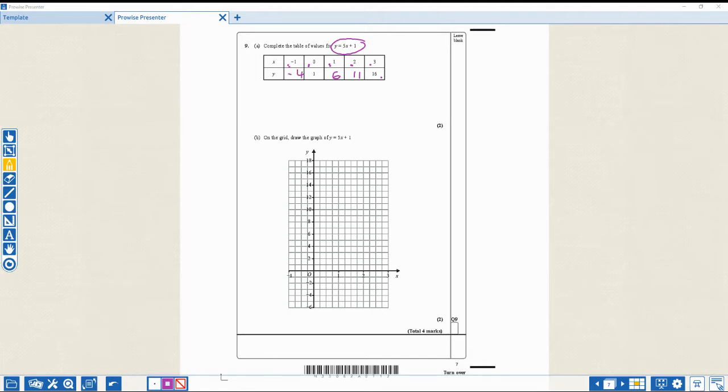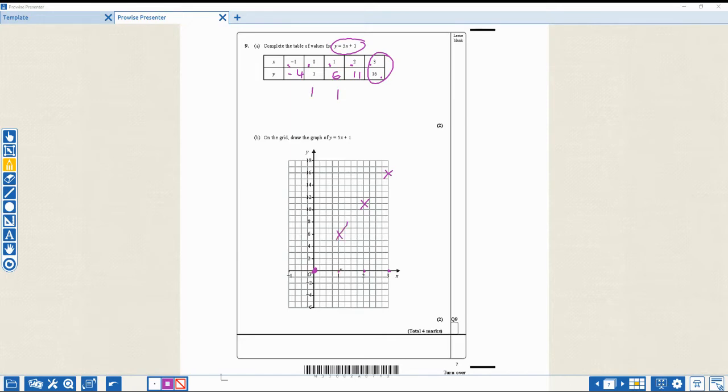So I want to start with the positive end. So the first one's 3, 16. So start in the middle, 3 to the right, and then up to 16. There we go. Then we've got 2, 11. Start in the middle again. So 2 to the right, then up to 11. Then we've got this one here. So 1, 6. So start in the middle, 1 to the right, and up to 6.